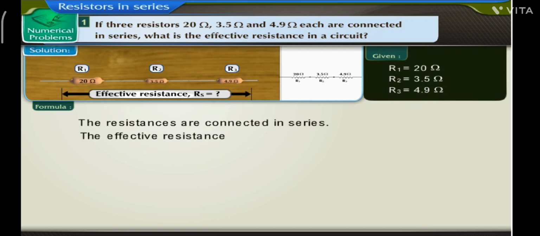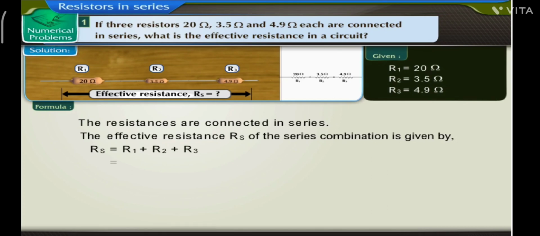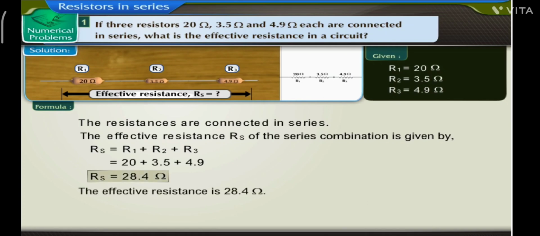Hence, their effective resistance Rs is given by Rs is equal to R1 plus R2 plus R3, which is equal to 20 plus 3.5 plus 4.9. Therefore, Rs is equal to 28.4 ohm. Hence, the effective resistance is 28.4 ohm.